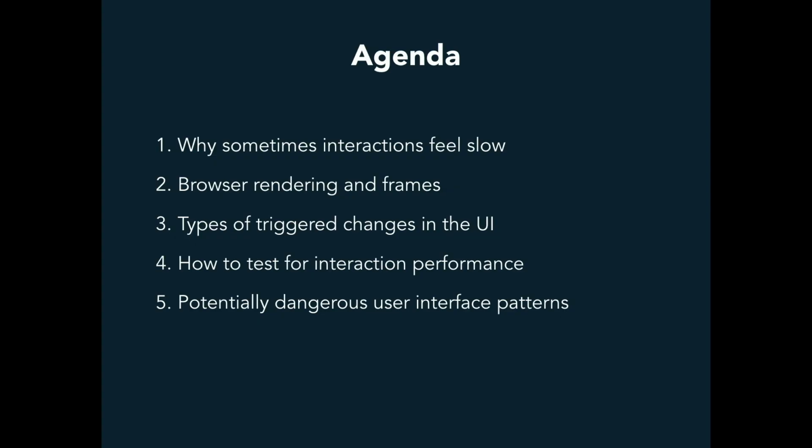So what we're going to talk about. We're going to talk about why sometimes interactions feel slow, about the browser rendering and frames, about the types of triggers of changes in the UI, about how to test for interaction performance, and about some potentially dangerous UI patterns that you might already be having in your project and you don't know how to debug them.